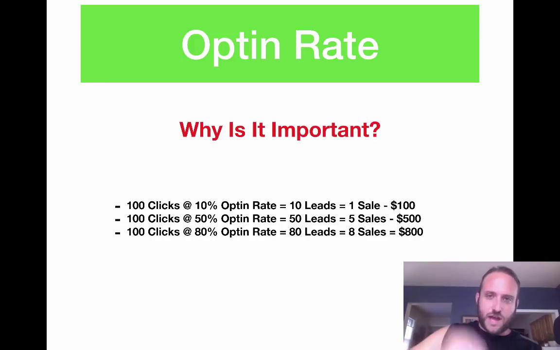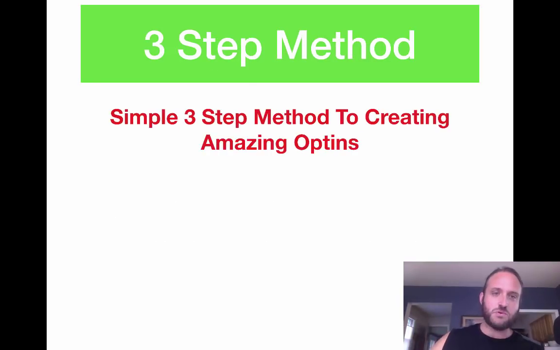Without changing any other piece of the funnel, not changing the product, not changing the traffic, the exact same 100 clicks coming in: if you have a 50% opt-in rate, that means instead of getting 10 leads, you get 50 leads, which means at this exact same conversion rate you get 5 sales, and that makes $500. And same thing, 100 clicks, exact same traffic, at an 80% opt-in rate means you get 80 leads, you make 8 sales, that's $800. There's a difference of $700 from that exact same 100 clicks. So you can see this is really, really important.